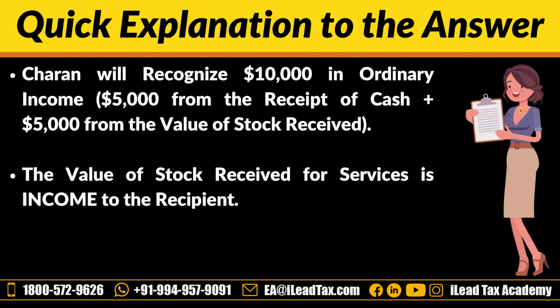And the 5,000 worth of stock received by Charan is also considered compensation for his services. The FMV of the stock received is treated as additional ordinary income. This is because the stock received for service is generally valued at its FMV, and the value is subject to ordinary income tax. As a result, the total amount of ordinary income that Charan must recognize is 10,000, which is 5,000 cash and 5,000 stock. So Charan will recognize 10,000 in ordinary income.